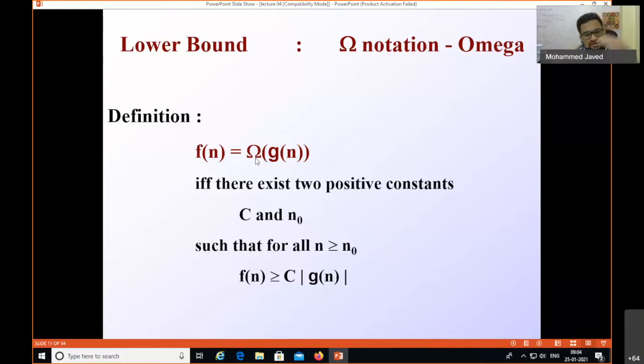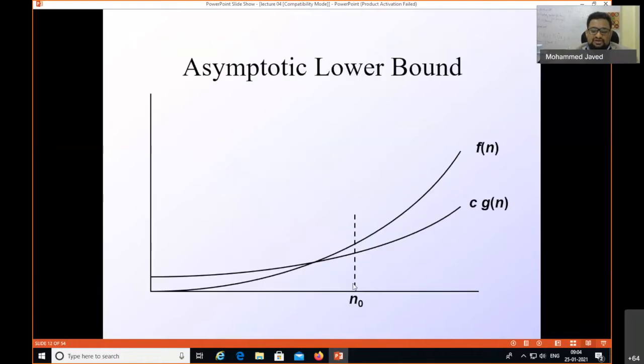So the computing time will be greater than, if and only if there exist two positive constants c and n naught, such that for all n greater than or equal to n naught, f of n is greater than or equal to c into g of n. So that is the idea here. So if you see in the graph, this is my best case time complexity, which is c into g of n, right?